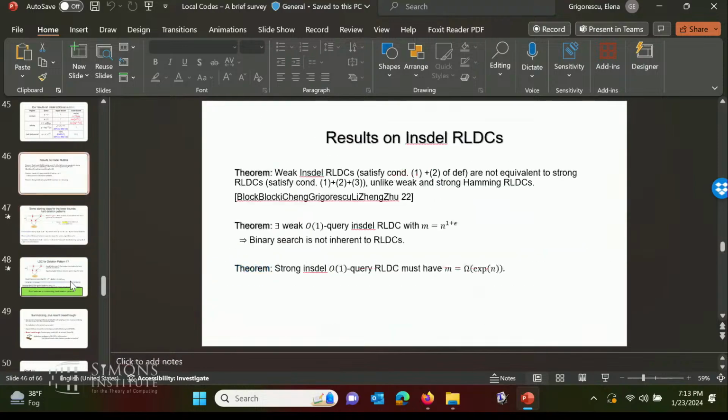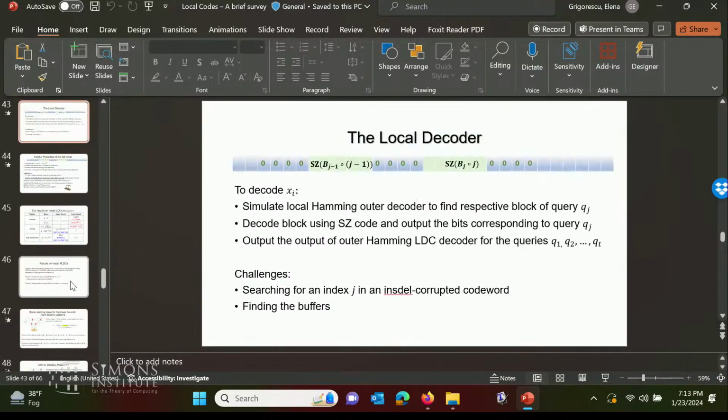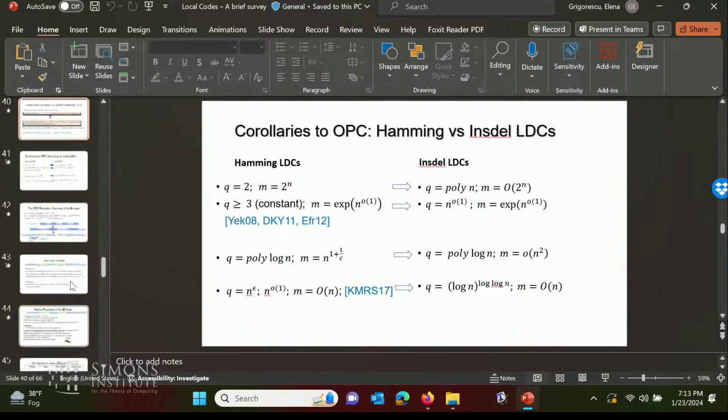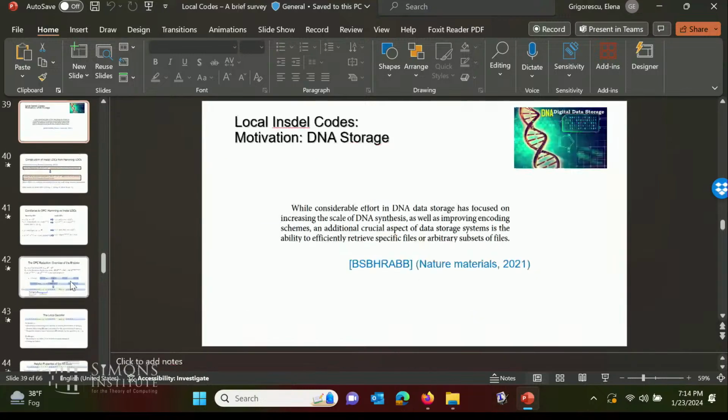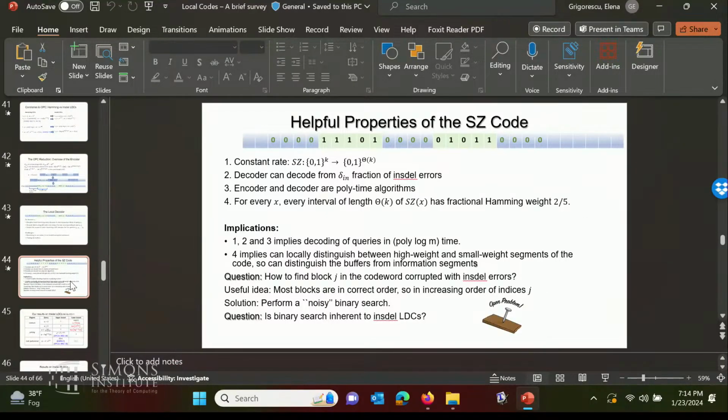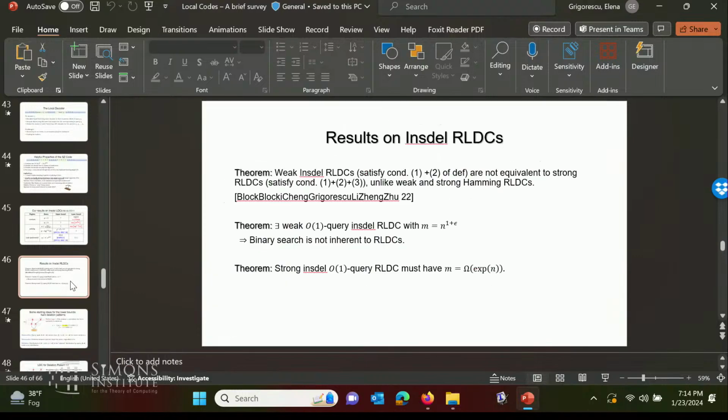Yeah, it's somewhere. Somewhere here it should be. There. Okay. Yeah, is binary search inherent to instant LDCs? No, I thought it was after this, we can talk about it later. I think I talked about relaxed locally decodable codes. Relaxed locally decodable codes. Okay. So it was relaxed, okay.